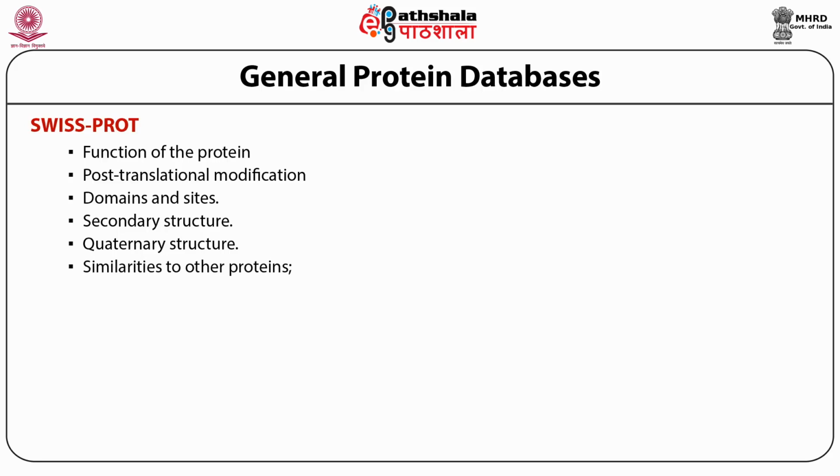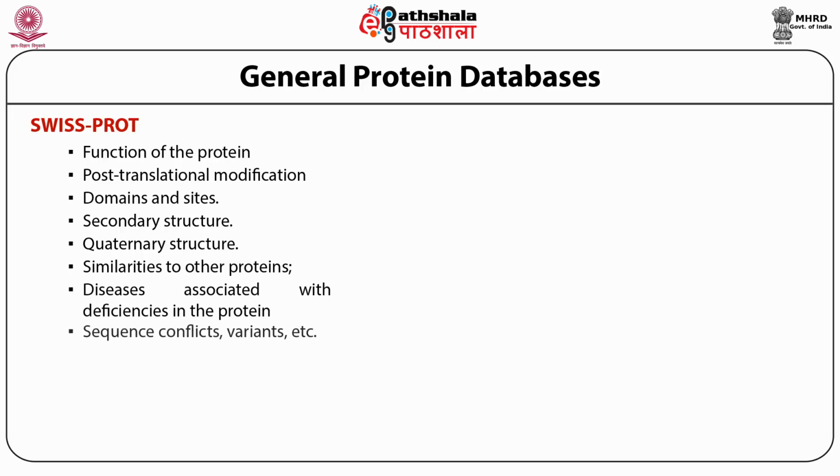Moreover, it gives the idea about similarities with other proteins. So you can easily see which other proteins are similar to that protein on the basis of sequence similarity as well as function. Then we can get information about associated diseases and deficiencies in this protein, and if there is any sequence conflict, like variants, all this information is stored in Swissprot. So it is a secondary database which annotates all the information of the protein on one platform.